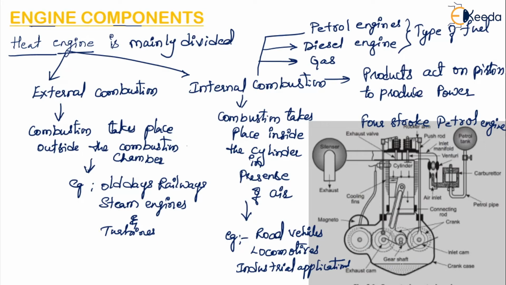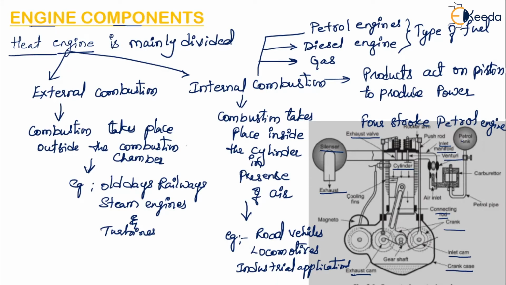So here there is a crankcase. Okay, then there is a cam, inlet cam and the exhaust cam. Here there is a connecting rod. There is a crank. Okay, then there are cooling fins provided. Okay, this is the cylinder. There is an exhaust. Okay, so silencer is connected to the exhaust. Then there is an exhaust valve. Then there is inlet manifold.